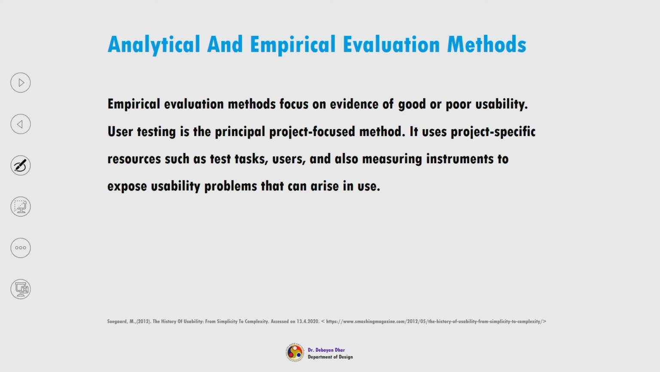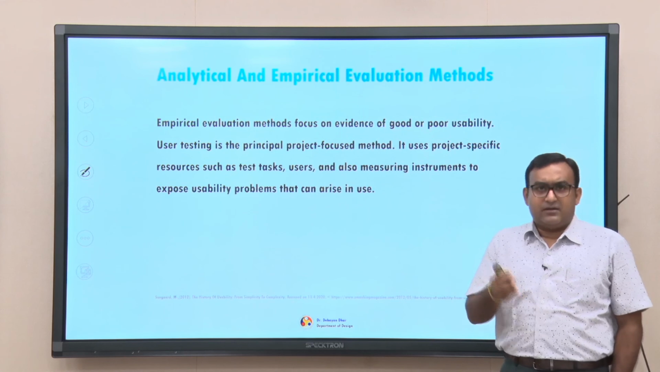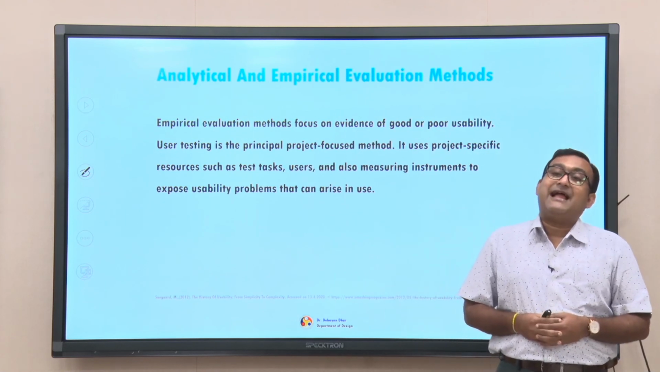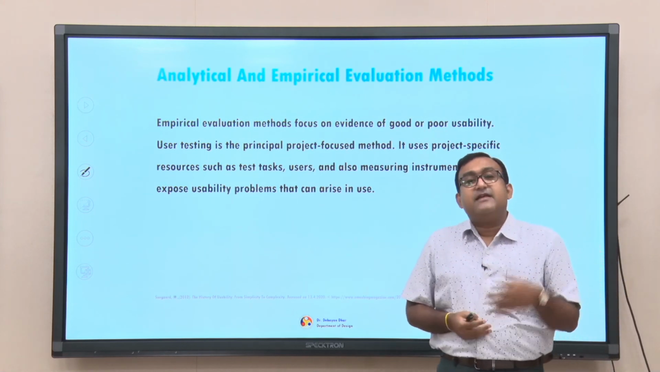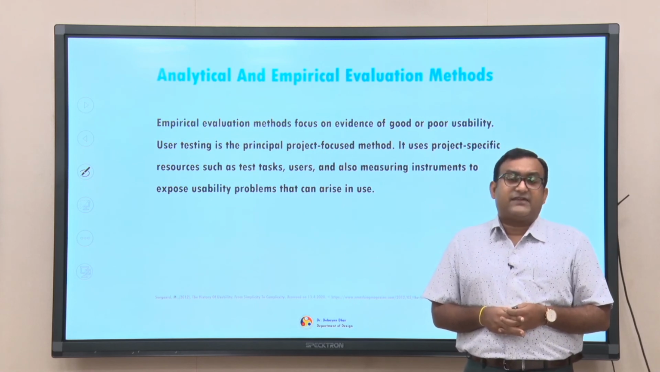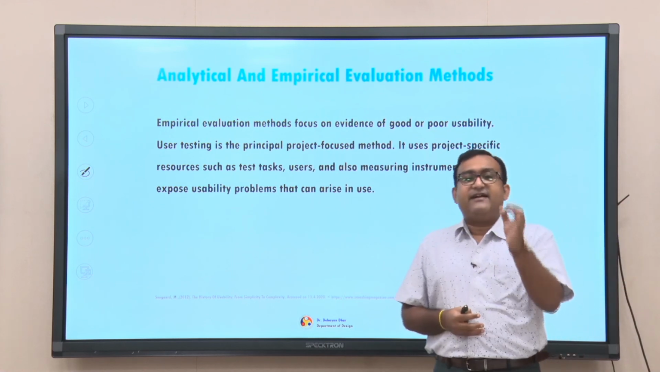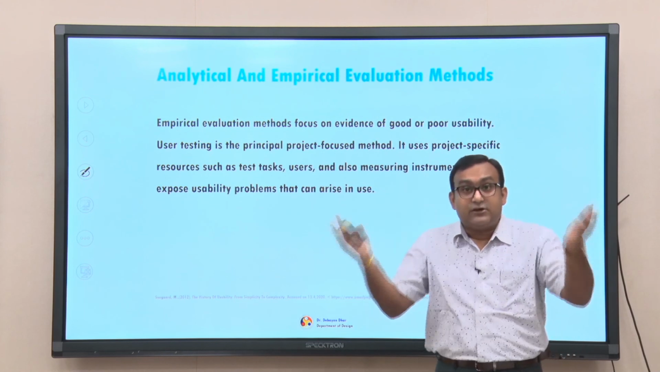It uses project specific resources such as test tasks, users, and also measuring instruments to expose usability problems that can arise in use. If you remember the advent of the System Usability Scale by John Brooke in 1986, these are the instruments that we are referring to. Many valid, reliable, and good quality scales are referred to by usability practitioners as measuring instruments to identify and extract the usability issues and problems that arise because of use of those products in the context of the user.